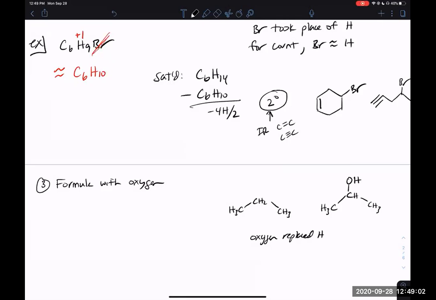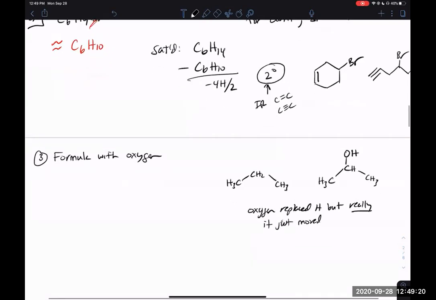So the oxygen replaced a hydrogen, but really it just transferred to the oxygen. It just moved. It went from the carbon, which had 2, so now the carbon has 1 and the oxygen has 1. So the net effect is oxygen has no effect on the hydrogen count.